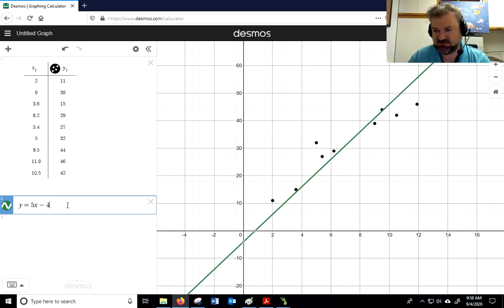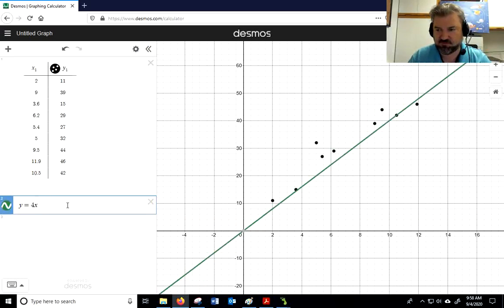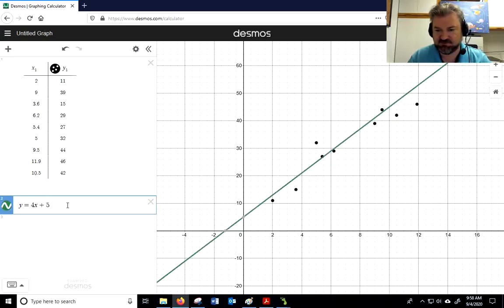See, well, that's actually still too steep. Maybe 4x, and then actually plus a few. All right, I'm going to go with that: 4x plus 5. What did you go with?